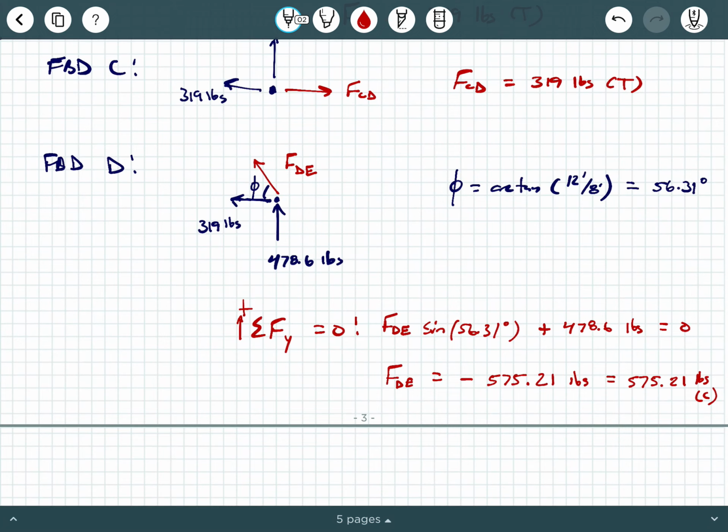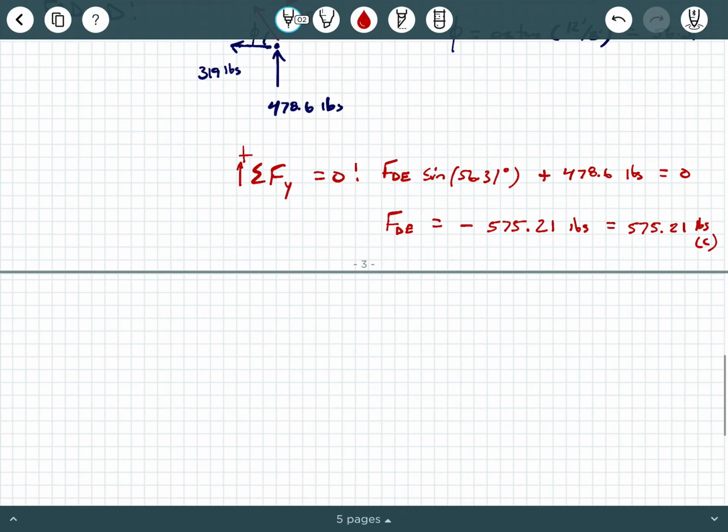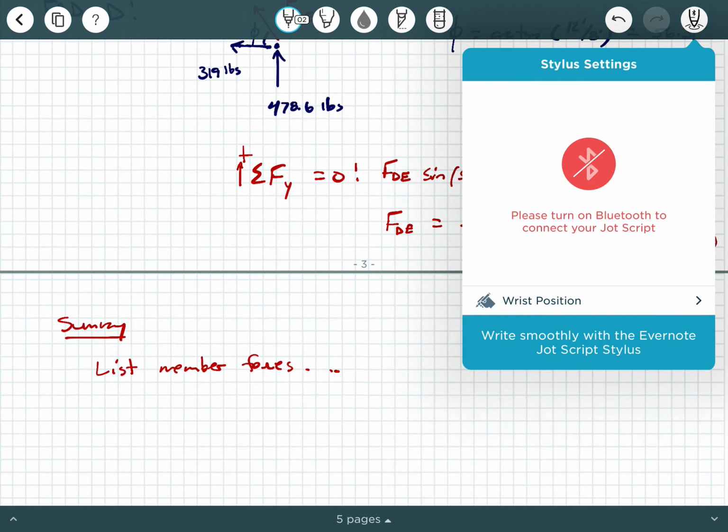Now, if you want to just double check yourself real quick, you could check yourself by saying sum of the forces in the x direction equals 0, and make sure that you get the same value of FDE that you just got when you sum forces in the y direction. So I'm not going to write that, but I'm going to punch that in my calculator. I'm going to say 319 divided by cosine of 56.31. And I get the same thing, 575 pounds, plus or minus a couple decimal places for round off. So at this point, you want to make a summary, and I want you to list member forces in this summary. All right.